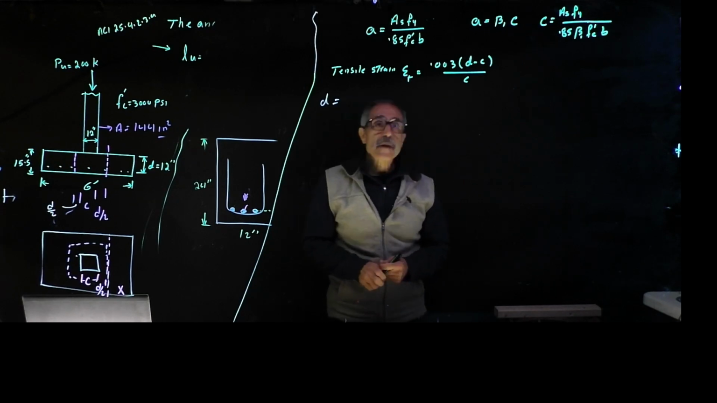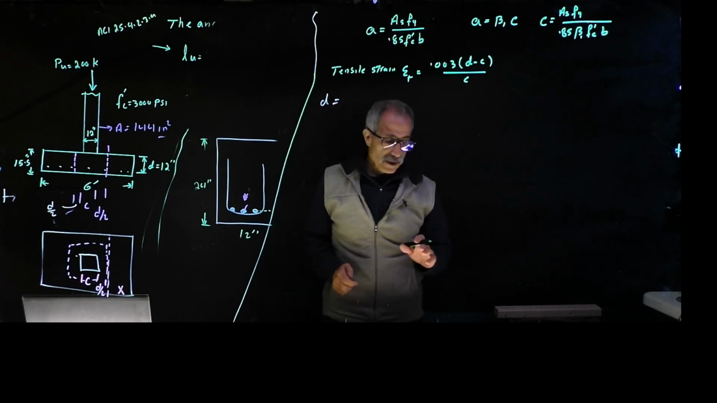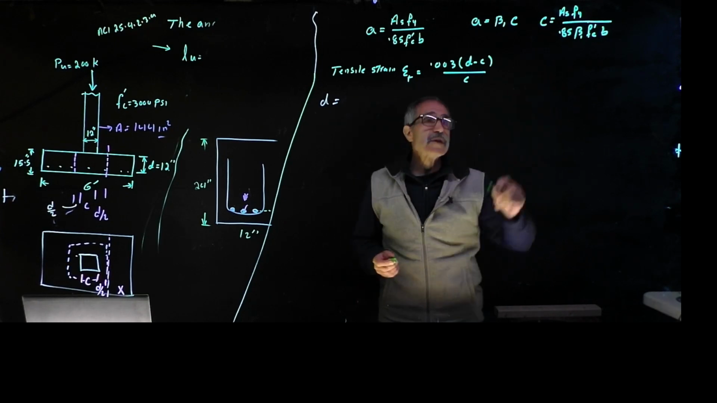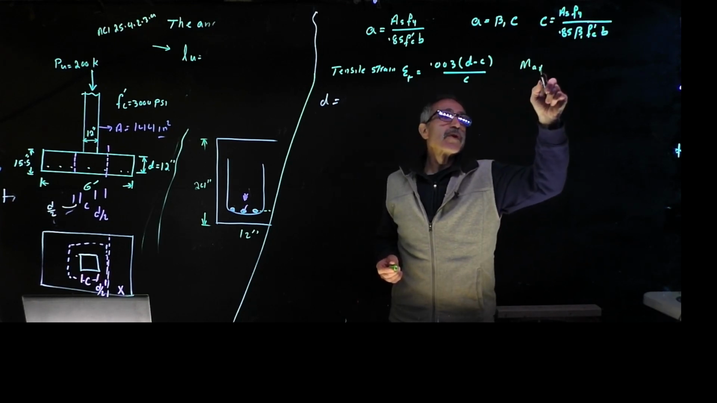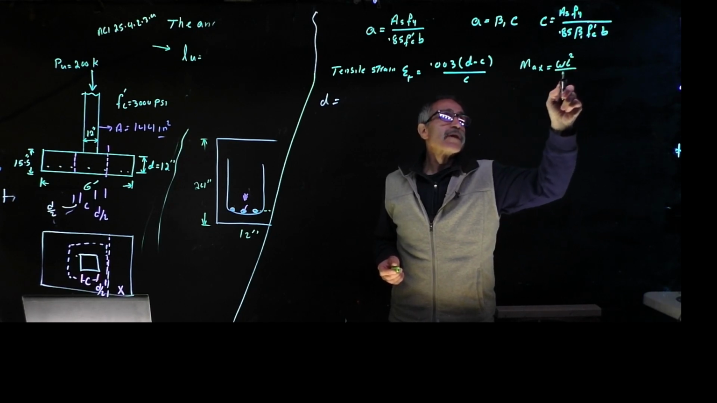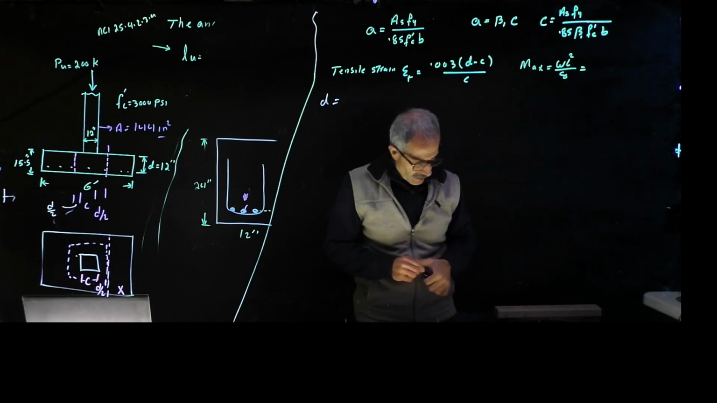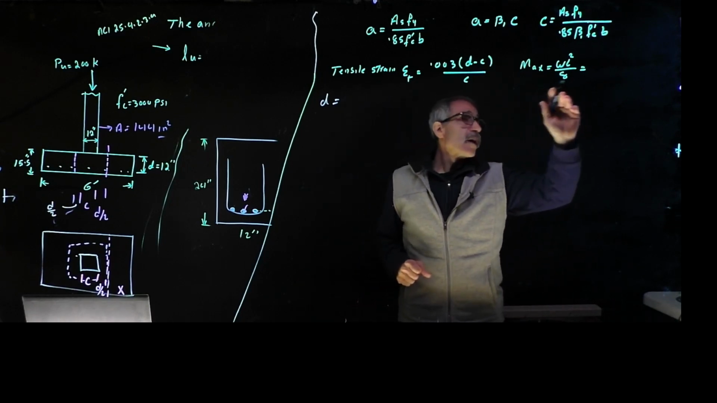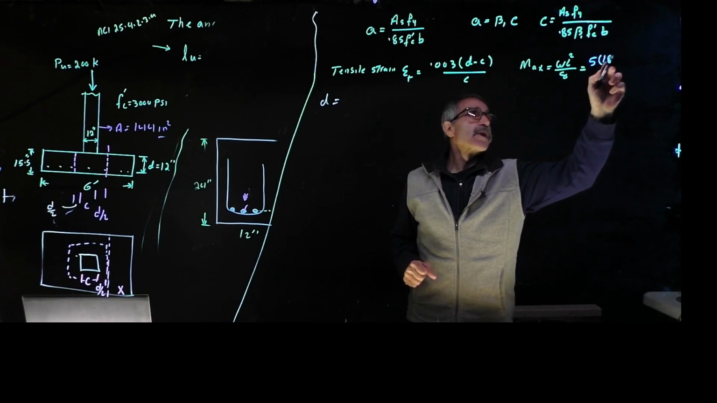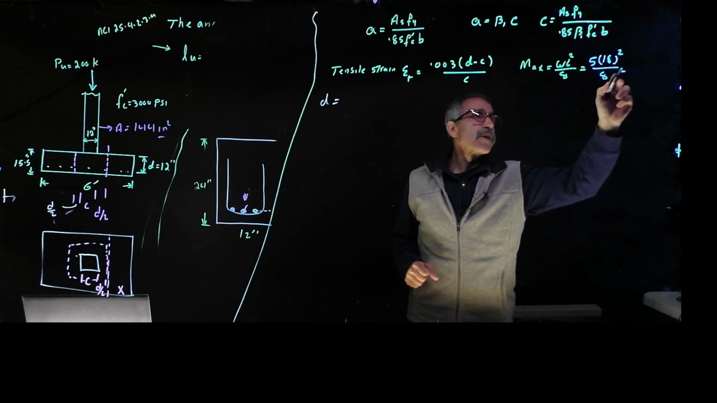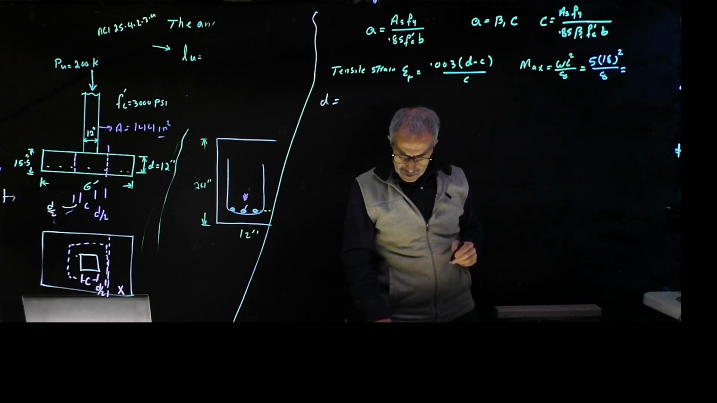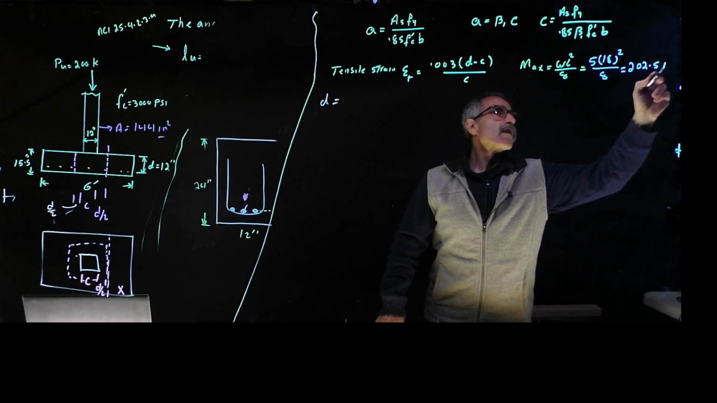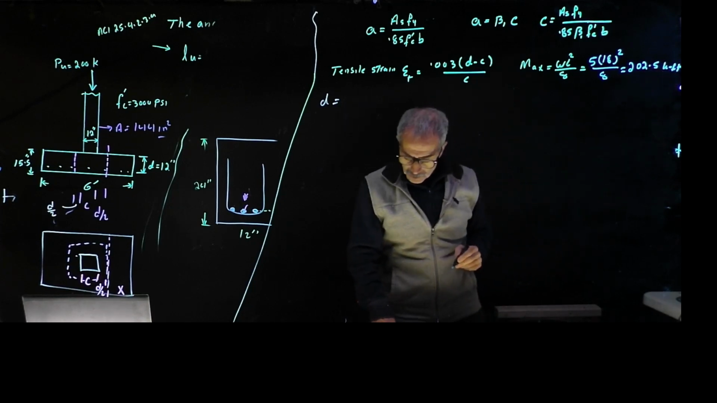All right, if you remember from mechanics of materials, first we're going to find the maximum moment. The maximum moment for a uniform distributed load is given by wL squared divided by 8. In this case, it's going to be 5 kip times 18 squared divided by 8. So that will give me about 202.5 kip-foot. Now we have that.